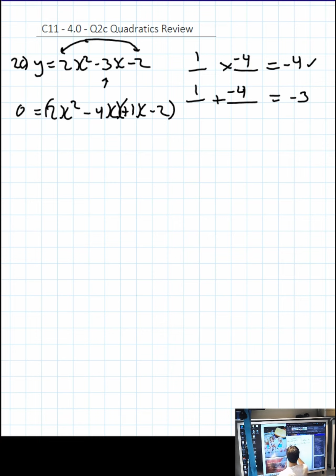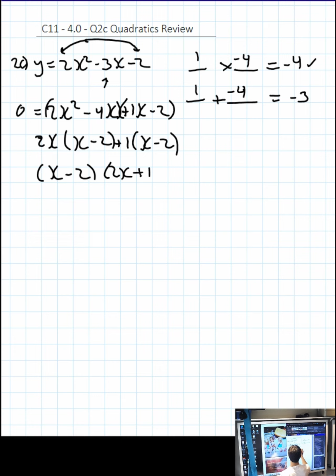Okay, we're going to remove a greatest common factor from both sets. So 2x open bracket, x minus 2. Now we have to pull something out. We're going to pull out a positive 1. Good. Let's put a positive in front of that 1 there. Perfect. So now we have a greatest common factor of x minus 2, so we can take that out. x minus 2, and we're left with 2x plus 1. Now this thing still is equal to 0, so let's say equal to 0.